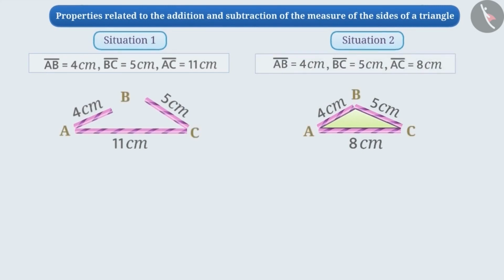Now, look at both these situations. In the first situation, we were not able to draw a triangle. But in the second situation, we were able to draw a triangle. What do you infer from these situations? Think for a while.